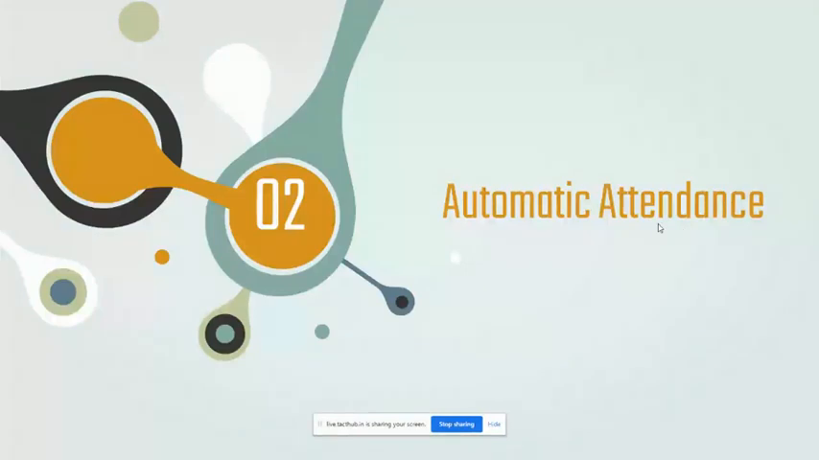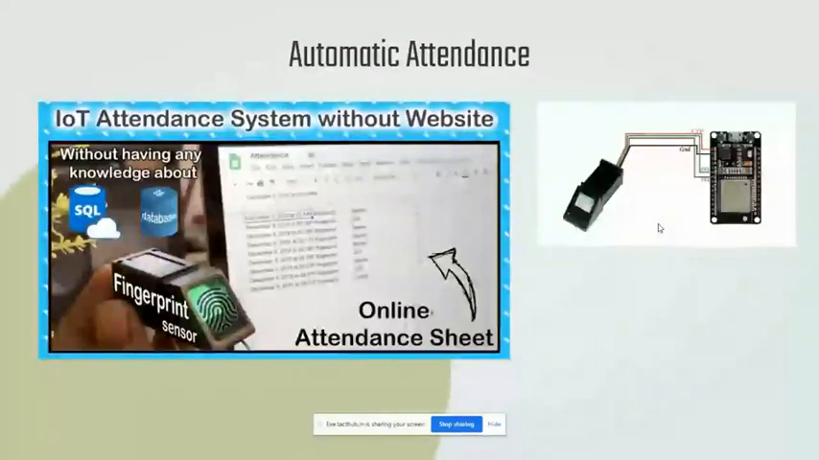Next, we are going for the automatic attendance. For automatic attendance, we need a fingerprint sensor, or else a camera as the input. Here I am placing the fingerprint sensor. It is a simple application, and I only need an ESP8266.